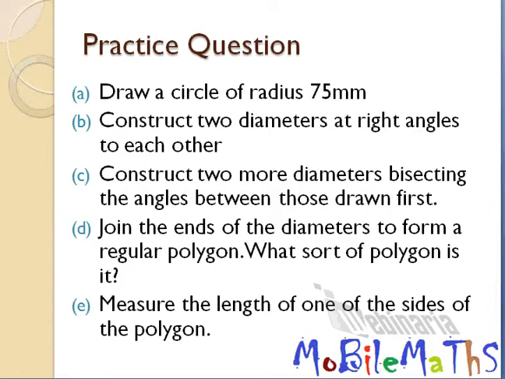Otherwise, thank you. Now I have one question for you to go and practice at home. I hope I'll get the feedback as soon as possible. The question is, draw a circle of radius 75 millimeters. Construct two diameters at right angles to each other. Construct two more diameters bisecting the angles between those drawn first. Join the ends of the diameters to form a regular polygon. What sort of polygon is it? Measure the length of one of the sides of the polygon.